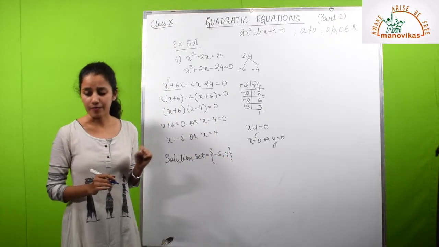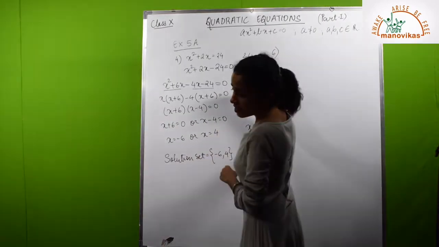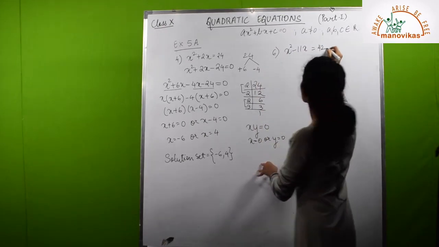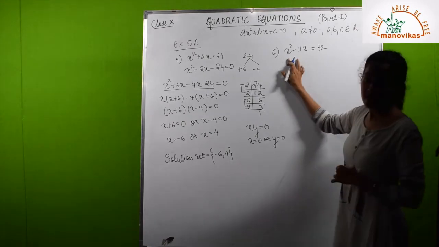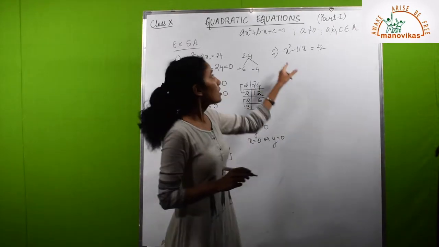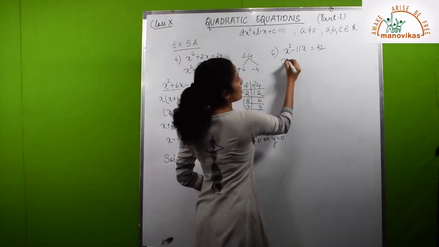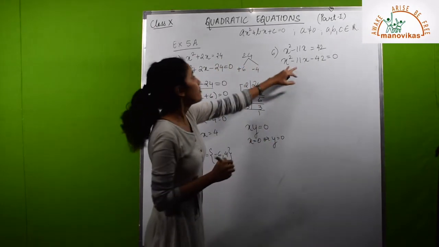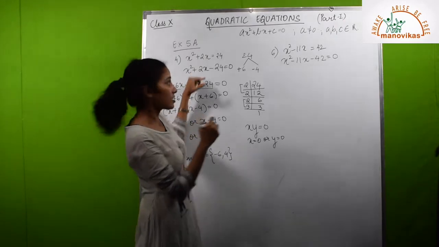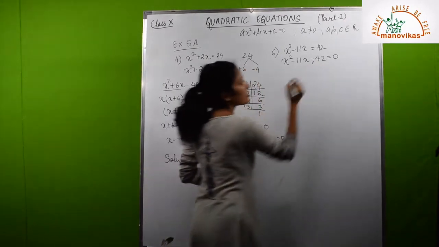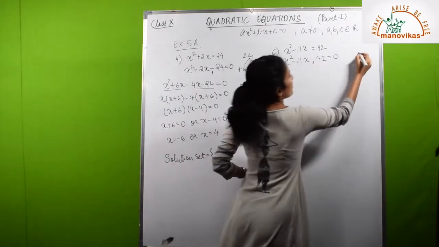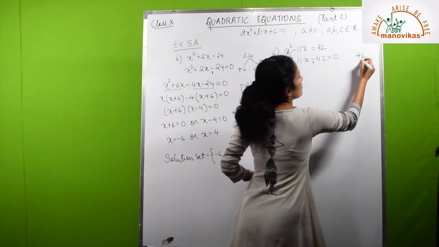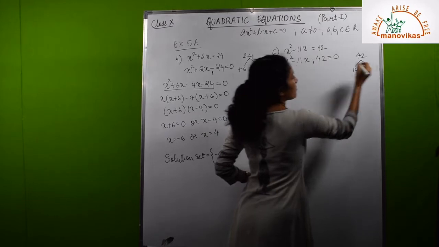Let us take another example from problem number 6. You have x square minus 11x is equal to 42. The first thing is you write it in the standard quadratic equation form. So you have x square minus 11x minus 42 is equal to 0. Now note that between this quadratic equation and the previous one, in this case you have to subtract the factors. So you find the factors of 42 either by prime factorization or if you know directly. So the factors for this are 14 and 3.